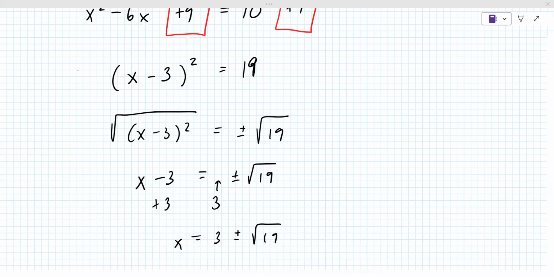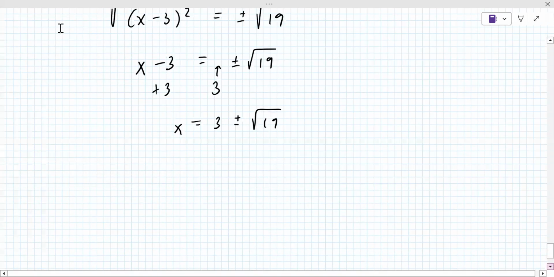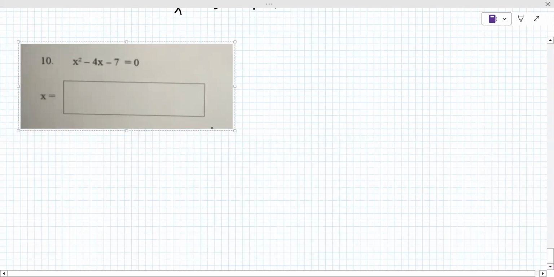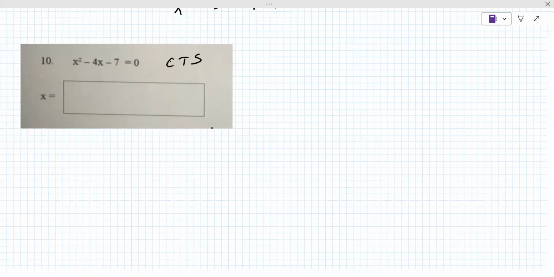Is this assignment due tomorrow? What we've been working on here, these last few problems? Yeah. Okay, so let me try to give you some guidance here. I don't think we did 10. Is that correct? We did not do 10. No. This is a completing the square problem.